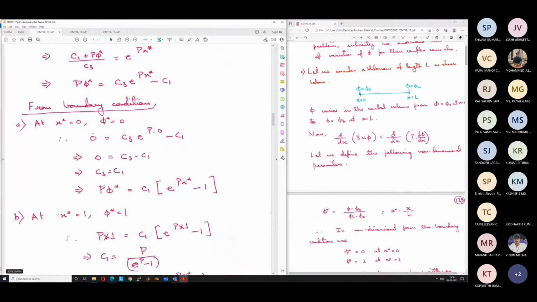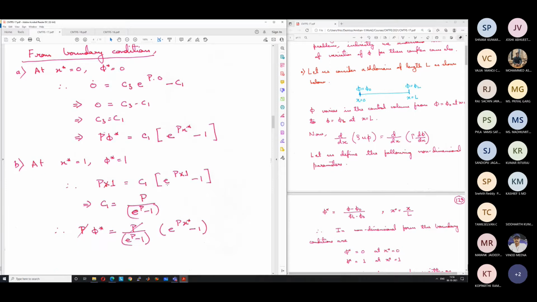So at x star equal to 1, phi star is equal to 1. Again replace this in this equation. P into 1 is equal to C1 e to the power P into 1 minus 1. So P is equal to C1 into e to the power P minus 1, or C1 is equal to P by e to the power P minus 1. So this is the value of the other constant.